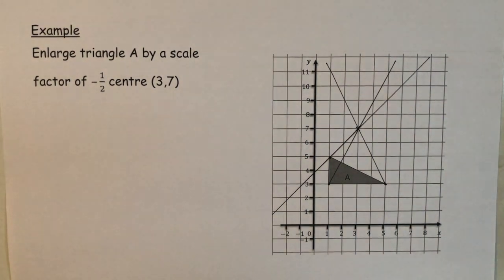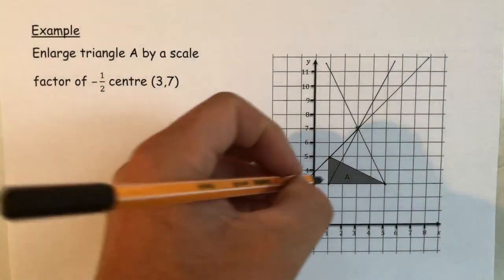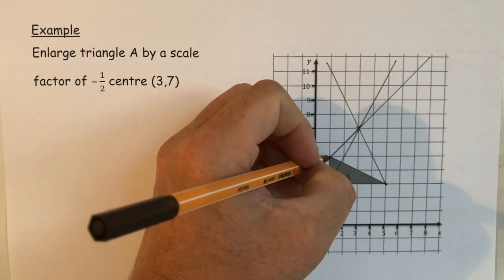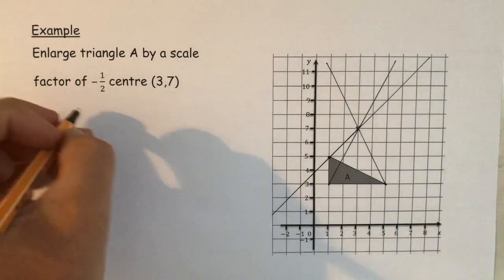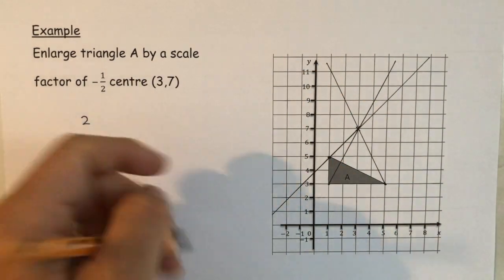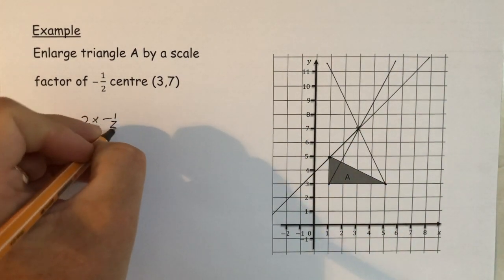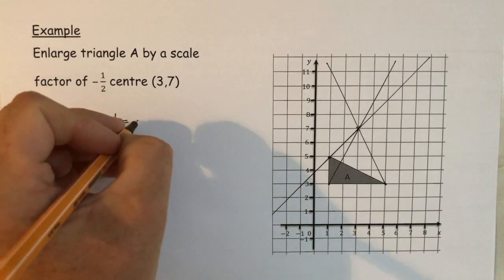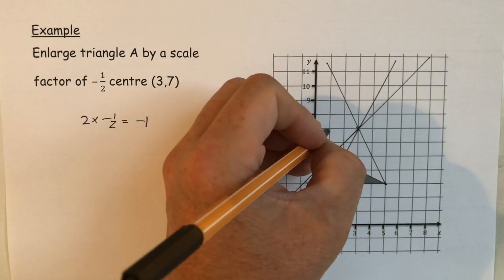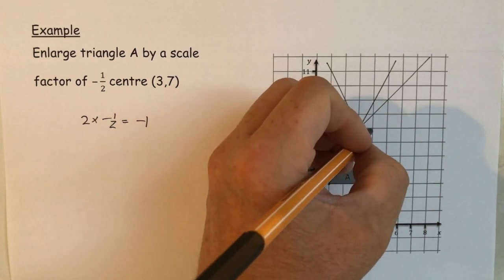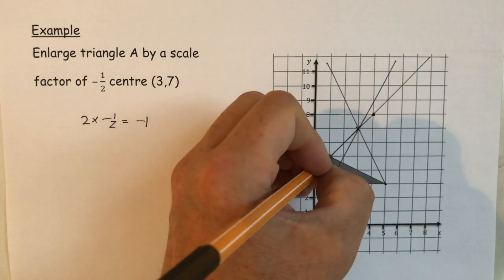Next thing, the scale factor is -1/2. So if I look at this point here, it was 2 across and 2 down. So it was 2 units away from the centre. If I times it by -1/2, I get -1. So instead of going 2 across and 2 down, I go 1 back and 1 up. So that point there is where that moves to.